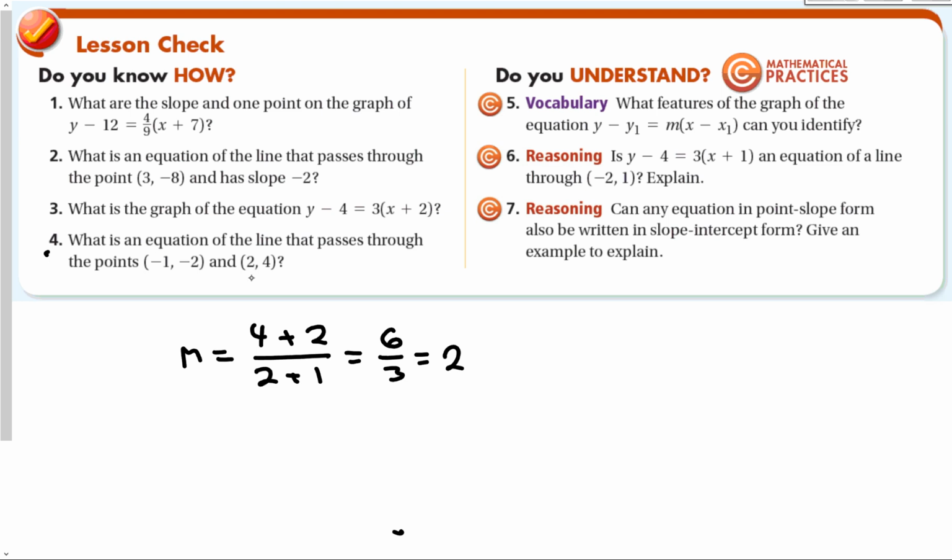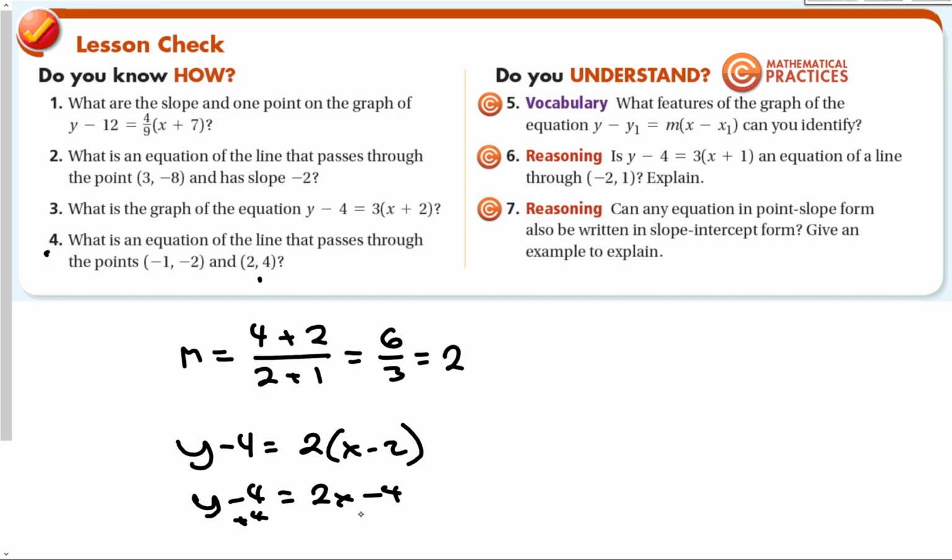Then I can pick either point I want. I pick the positive point, a little easier, don't have to think too much about it. y minus 4 is equal to 2 times x minus 2. And then of course, if I wanted to put it in slope-intercept form, it would be y minus 4 is equal to 2x minus 4. Add 4 to both sides, so y is equal to 2x.